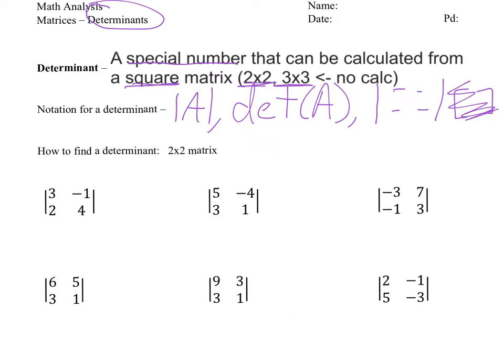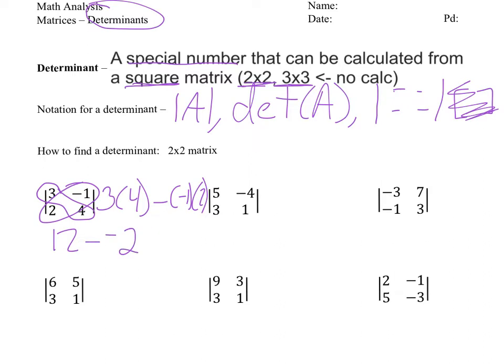Okay, so let's figure out how to do this, shall we? It's a little bit cross multiply-ish, where you take these two numbers here, the 3 and the 4, and multiply them together, and then subtract the product of these two, and order does matter here. 3 times 4 gives me 12, minus -1 times 2 is -2, minus a negative turns into plus a positive, so the determinant here is 14. That's it. That's all you're doing. The determinant for this one is the number 14.